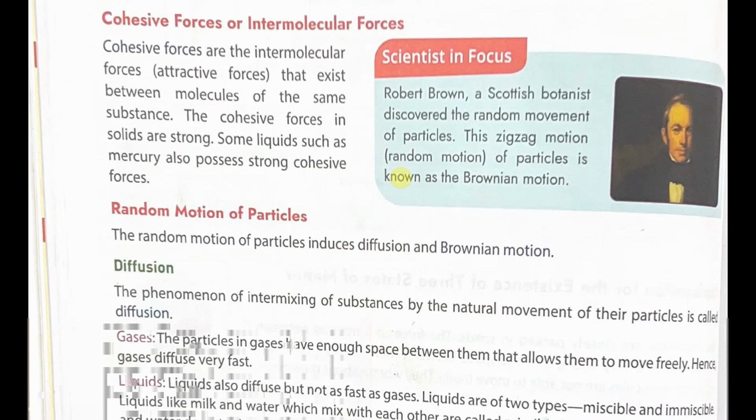Robert Brown, a Scottish botanist, discovered the random movement of particles. The zigzag motion or random motion of particles is known as Brownian motion. The random motion of particles induces diffusion and Brownian motion. So what is diffusion? The phenomenon of intermixing of substances by the natural movement of their particles is called diffusion.